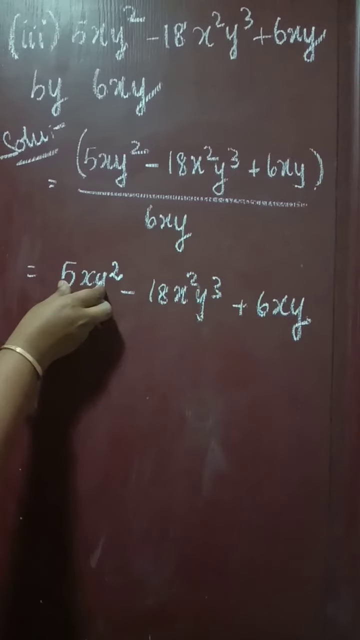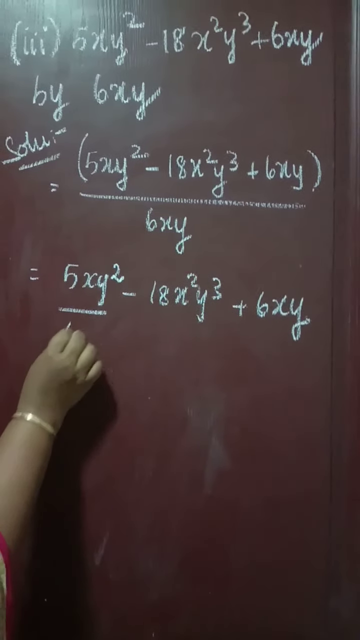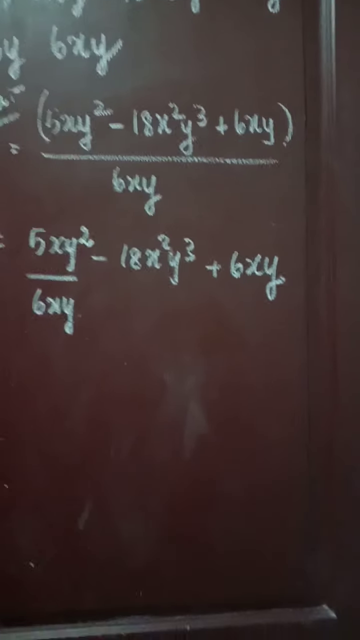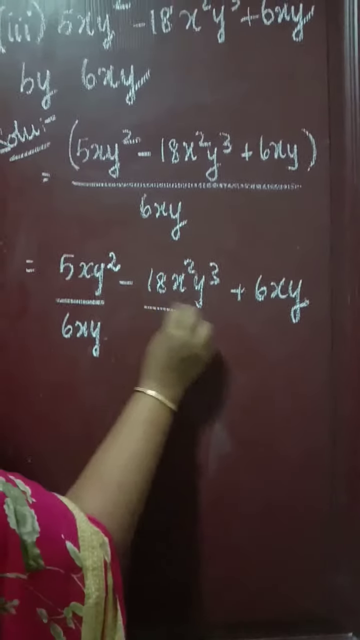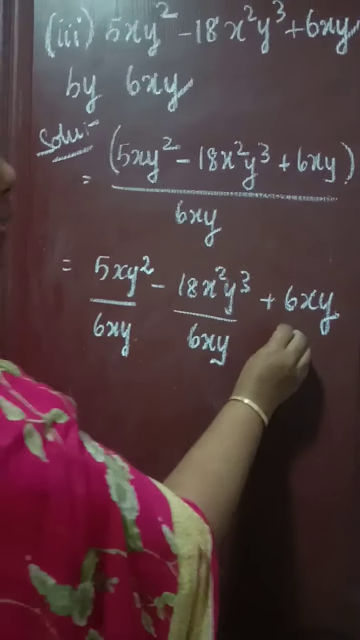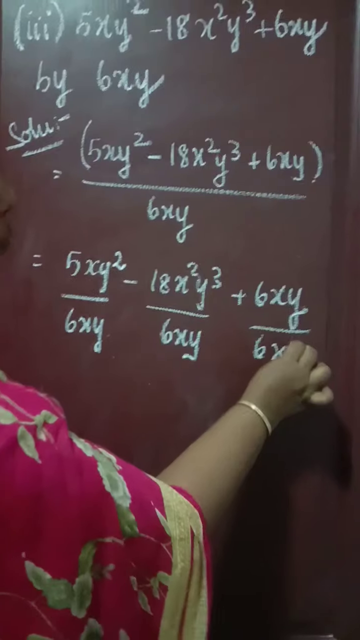So first, 5xy square divided by 6xy. The first term is divided by 6xy. What is the second term? This is the second term, and it is divided by 6xy. The third term is also divided by 6xy.